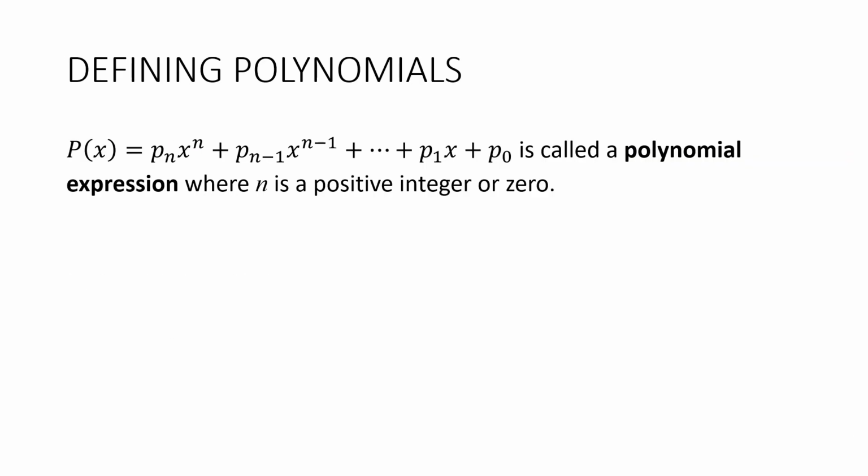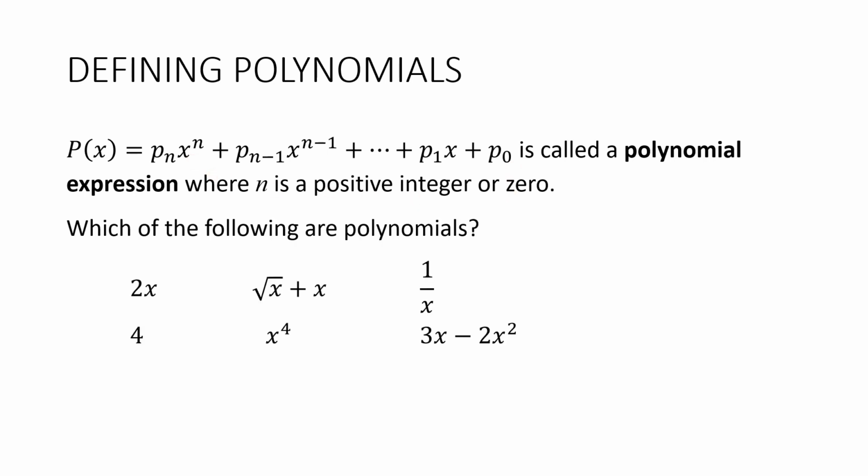So this is a polynomial. You can see we use function notation, and we have a series of powers of x. Now this is called a polynomial expression, and n has to be a positive integer or 0.